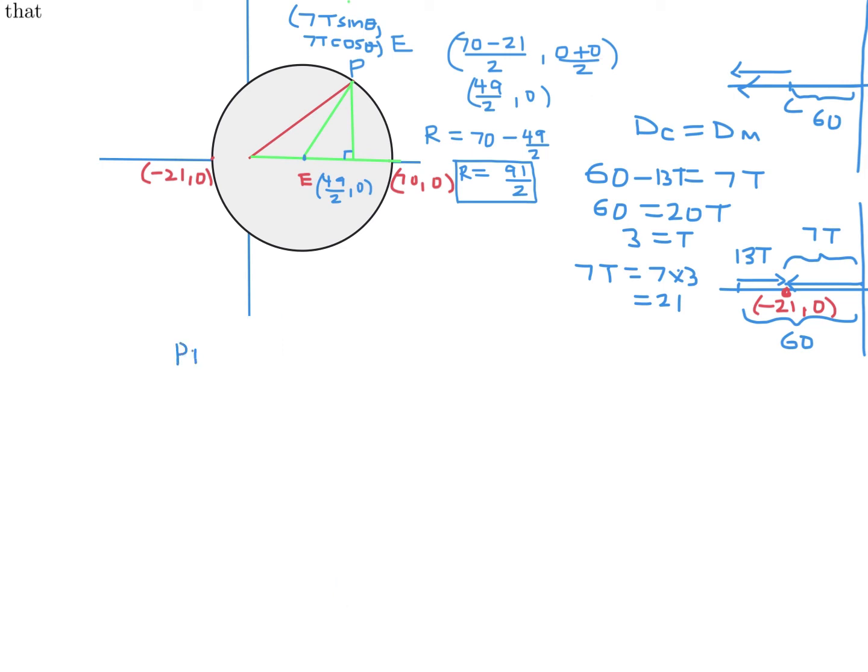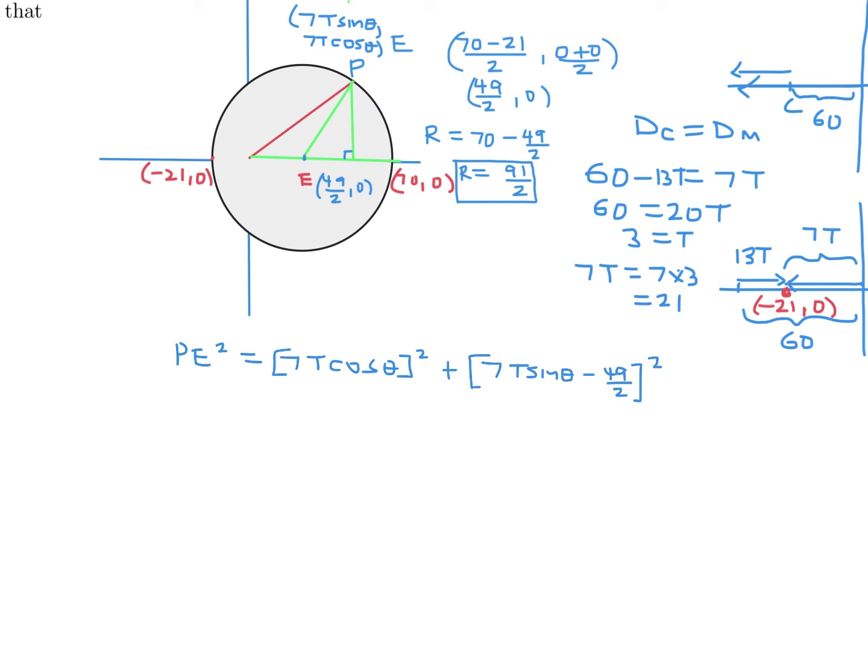PE squared, the hypotenuse, is equal to this side squared, which is the y coordinate, so that would be 7t cos theta, squared. And now you got to be careful, just this squared. So from here to here is 49 over 2. From here to here is this 7t sine theta. So from here to here would be 7t sine theta minus 49 over 2, like that.